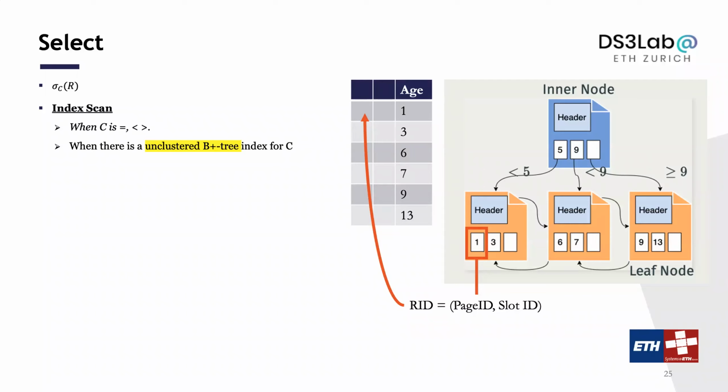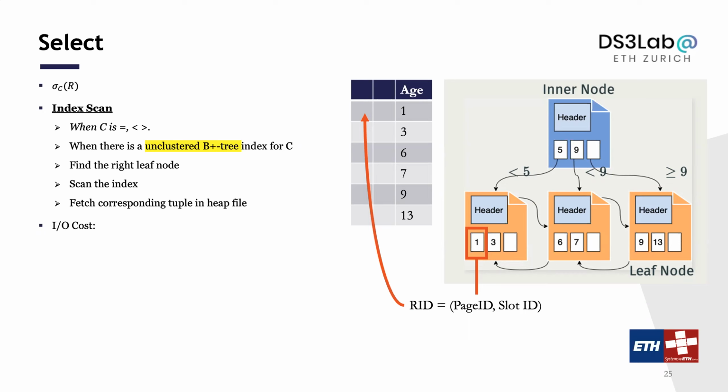So assuming you have an unclustered B plus tree index that is able to answer the predicate C, what you are going to do is find the right leaf node by traversing the tree. Then you scan the index from left to right, or from right to left, depending on what predicate you have in C. And then you try to fetch the corresponding tuples in the heap file and return them. When you have an index that is consistent with the predicate C, you could actually use that to implement the select operator.